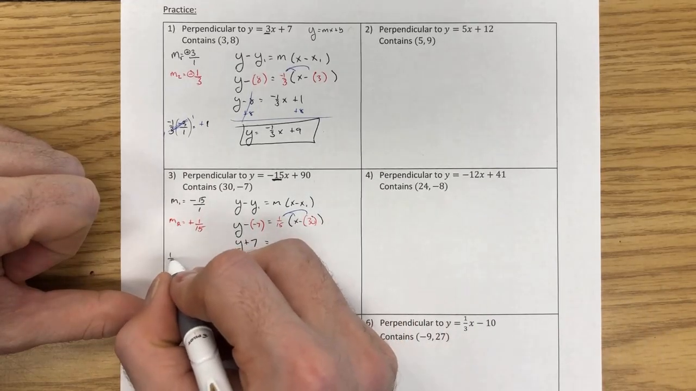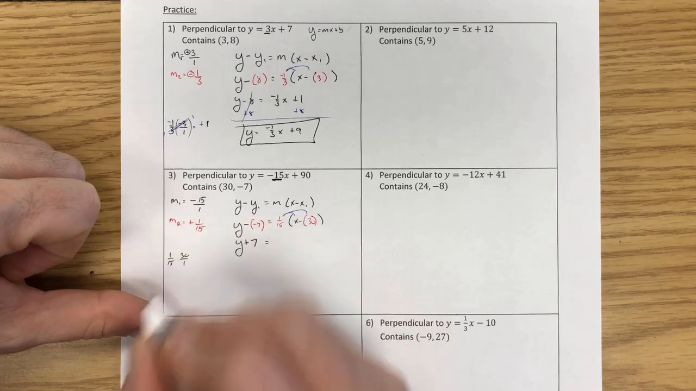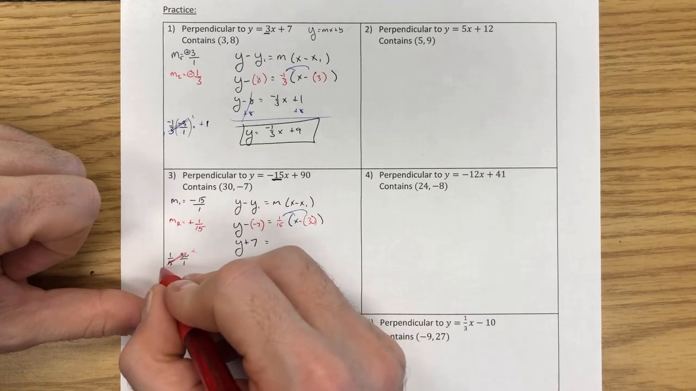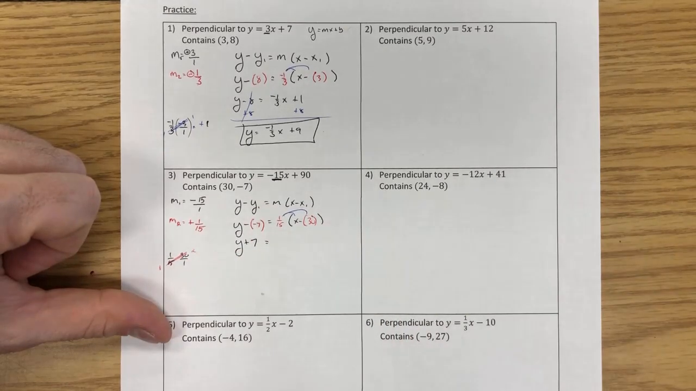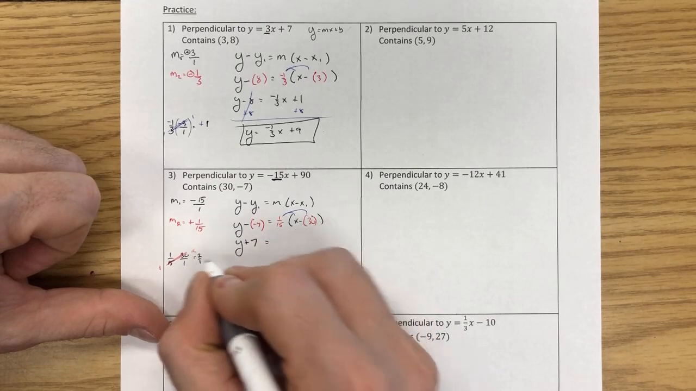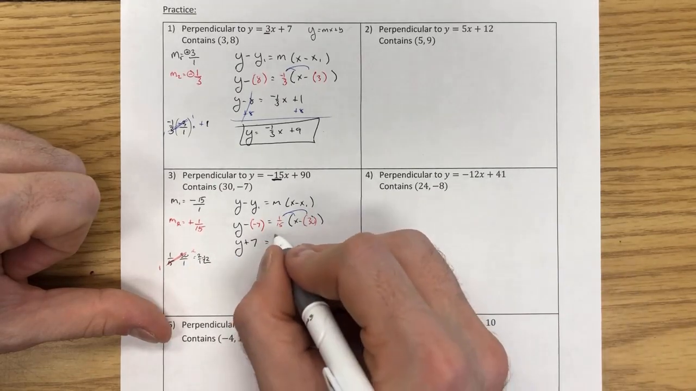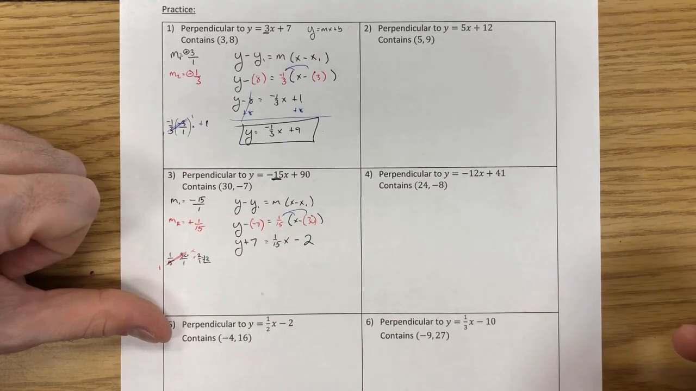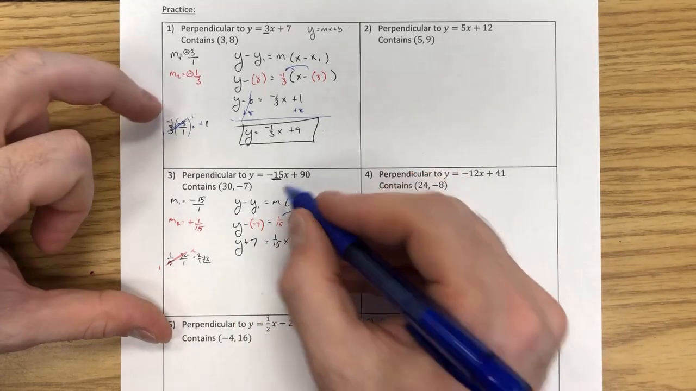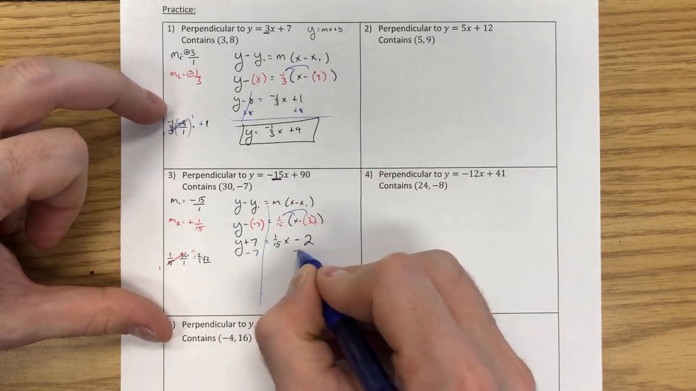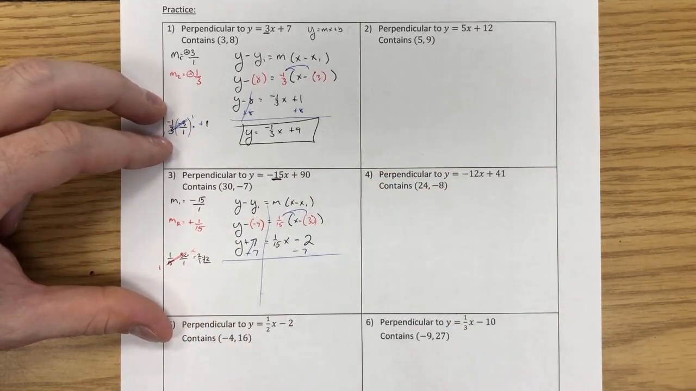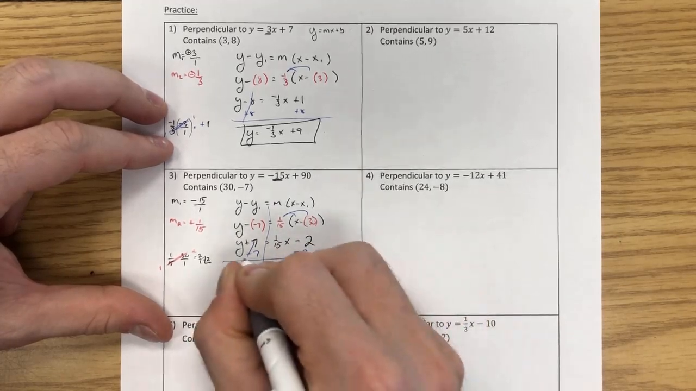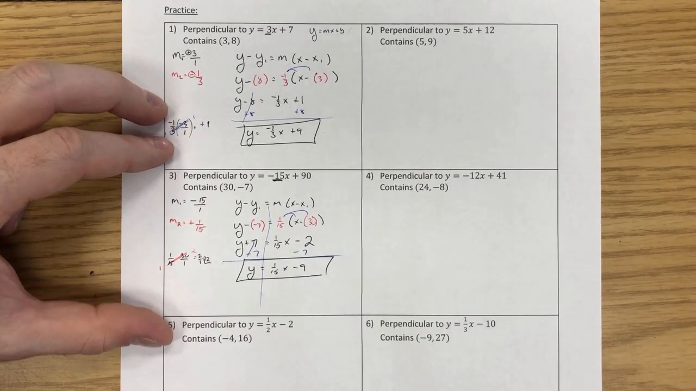So a 15th of 30/1. I know that those reduce. 30 divided by 15 is 2/1. So 1 times 2 is actually a 2, or just 2. So 1/15 x minus 2. Perfect. Keep this going, I'm going to subtract 7. Cancels that out, so I have y is equal to 1/15 x minus 9. Perfect.